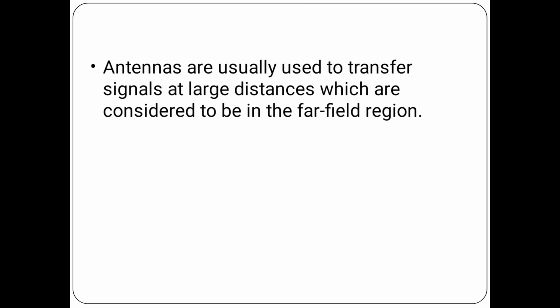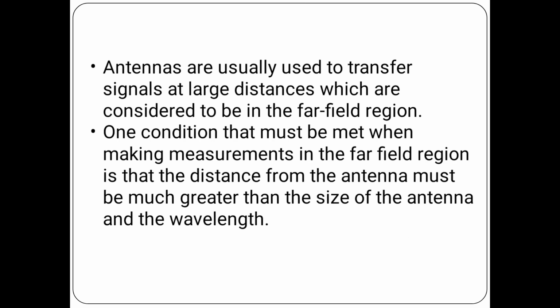Antennas are usually used to transfer signals over a large distance, which is considered to be in the far field region. So most antennas are used in the far field region. One condition that must be met when making measurements in the far field region is that the distance from the antenna must be greater than the size of the antenna and the wavelength.